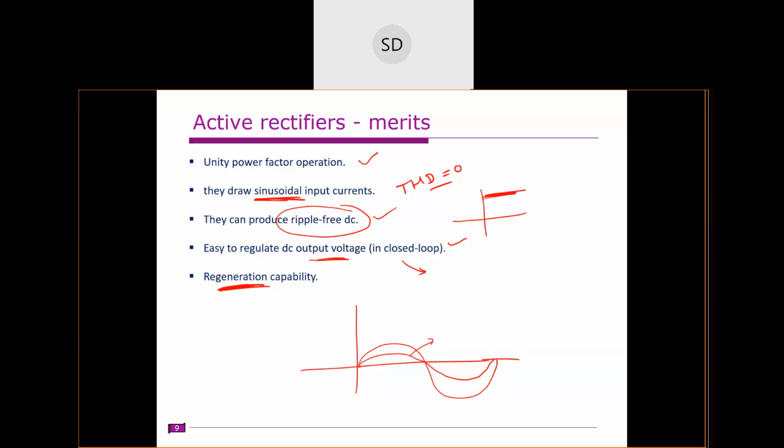Whatever the drawbacks of conventional rectifiers, all those drawbacks are addressed here. It doesn't require any reactive power, it will not distort the source current, and the DC you get is pure DC, and we can regulate the output voltage. For some applications, if you want to increase or decrease the DC output voltage, we can easily do so. And they are regenerative. Clear? These are the merits of these rectifiers.